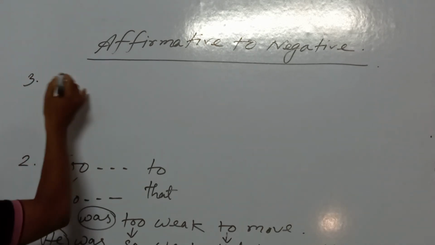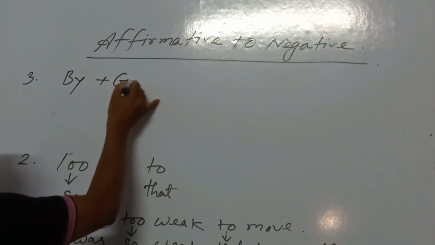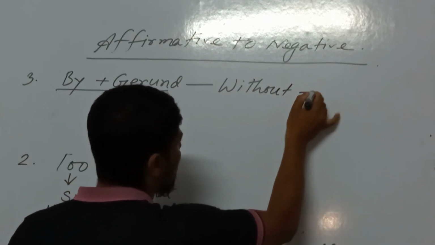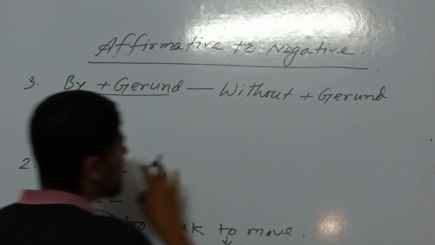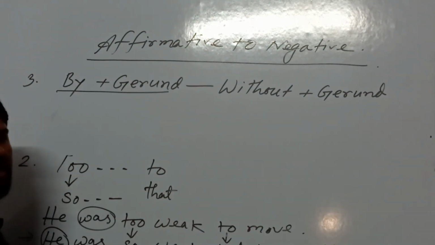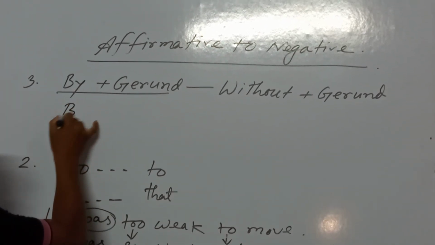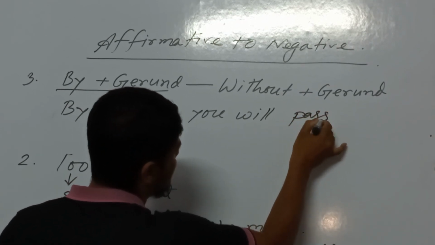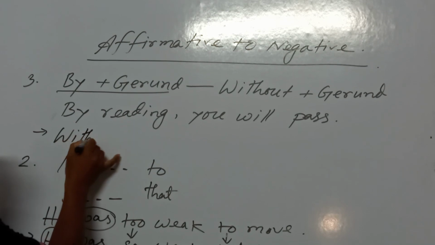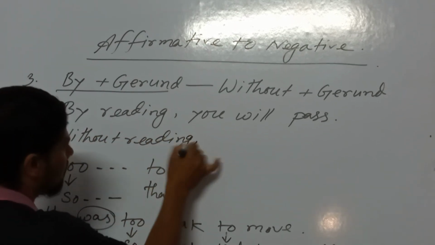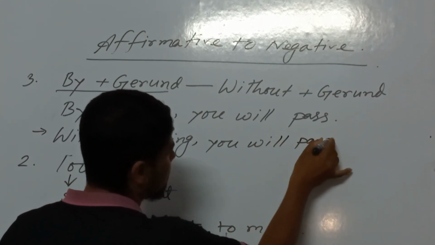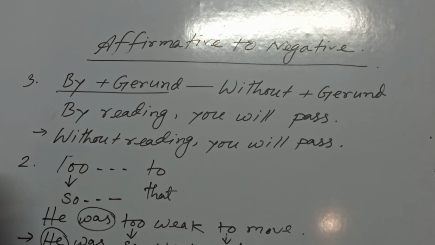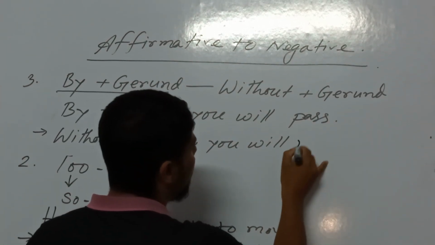So if you find by plus gerund in an affirmative sentence, we have to make it negative by writing without plus gerund. So by plus gerund will be changed into without plus gerund. Look at the example. By reading, you will pass. So without reading, you will not pass. So by reading you will pass, and its negative form is without reading you will not pass.